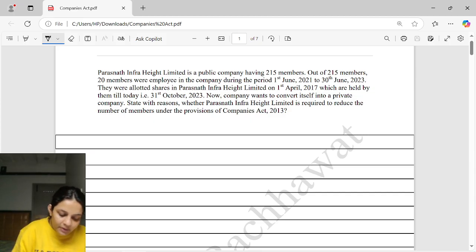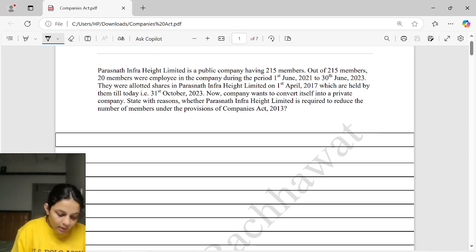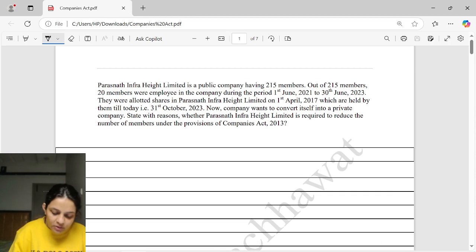Prashant Infra Height Limited is a public company having 215 members. Out of 215 members, 20 members were employees in the company during the period 1st June to 30th June. They were allotted shares in Prashant Infra Height Limited on 1st April, which was held by them till today. Now the company wants to convert itself into a private company.